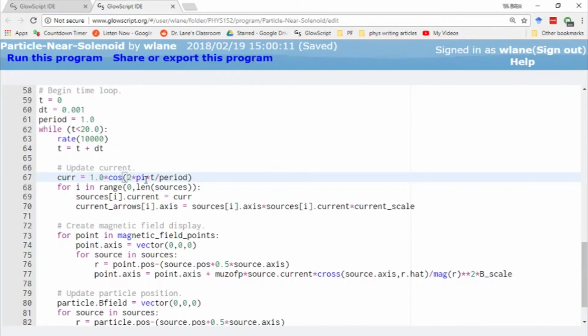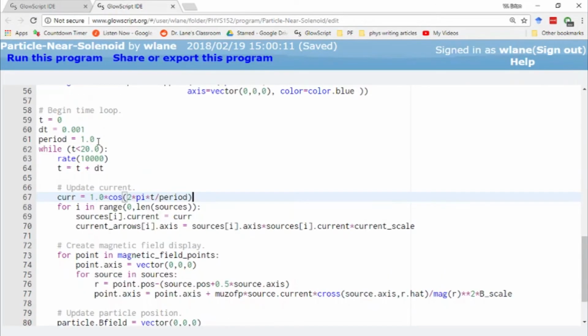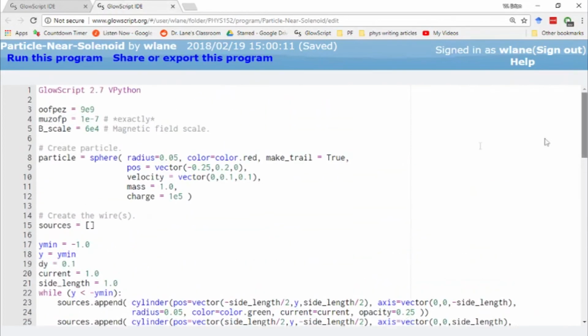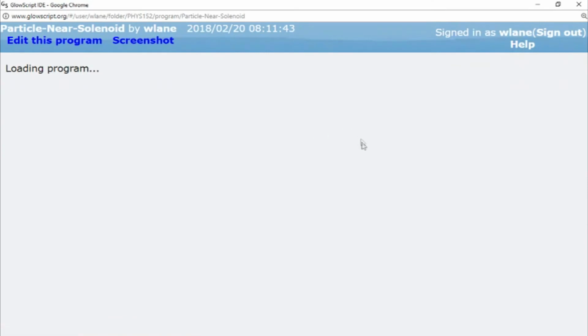So let's do a couple things here. Let's decrease the period here. Let's make this about a 0.3. And then let's also start the particle farther down in the solenoid. Instead of 0.2, let's make it a negative 0.2. So that way, hopefully it'll stay in the solenoid a little bit longer. So let's hit Control 2 to run.